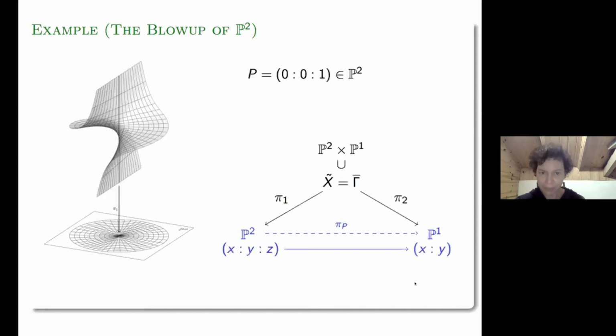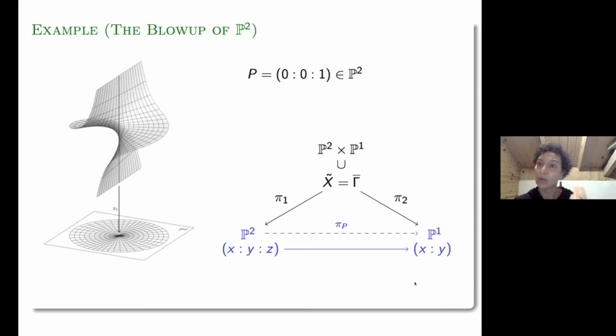Very concretely, I can tell you in equations what this blow up is. If I fix my point P to have projective coordinates 0, 0, 1, then I can consider the projection from this point. This is a linear map from P2 to P1. I fix a line to be the P1, and then given any point of the plane different from P, I look at the line that connects this point to P and look at the intersection of this line with this fixed P1. In equations, this is just the map that sends the point with coordinates X, Y, Z to the point with coordinates X, Y. This is a map that is not defined precisely at the point P.